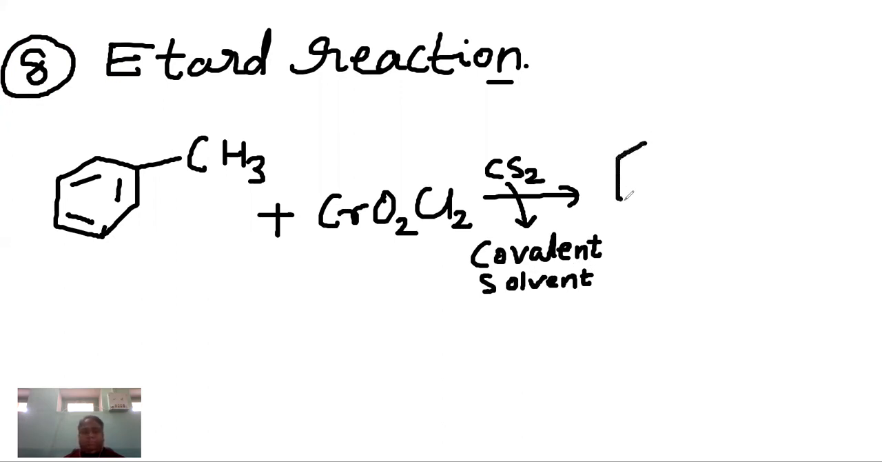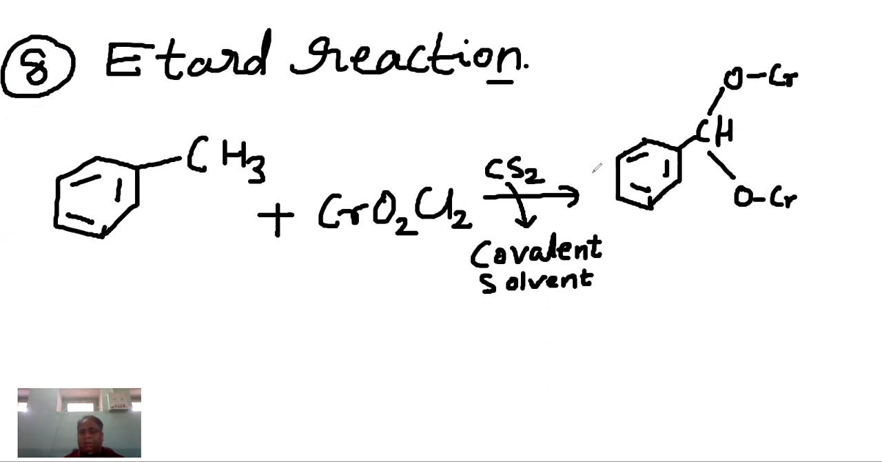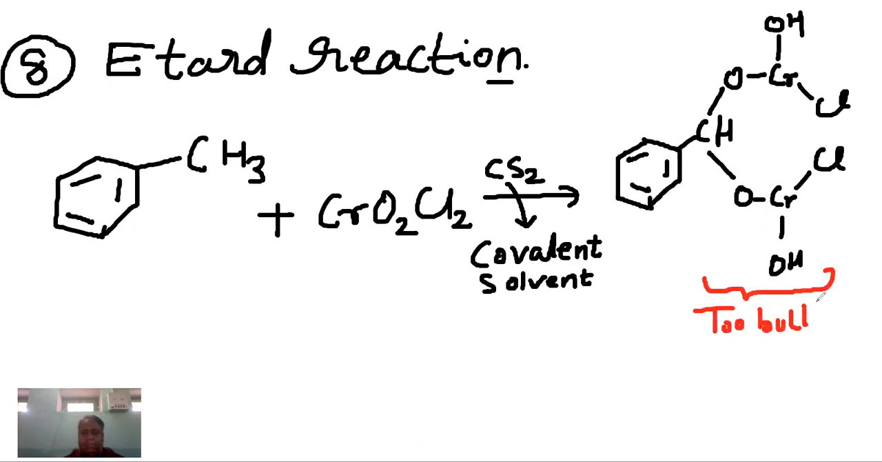So it will form CH, one oxygen here, another oxygen here, Cr, OH, Cl. Now this is a very big bulky group. So it always tries to leave this group. It is too bulky for a chain to be carried, too bulky for any carbon bond to be carried. As a result, it tries to leave.